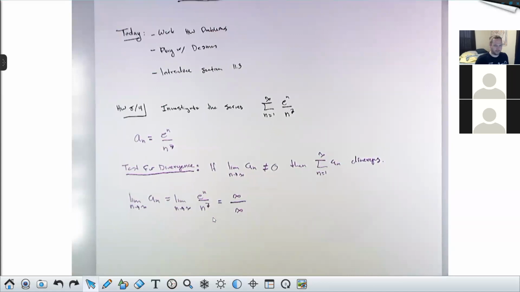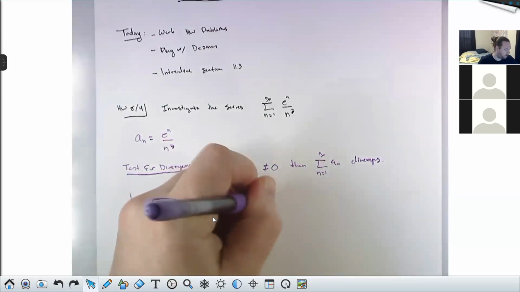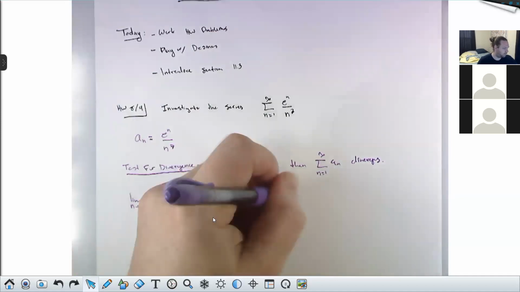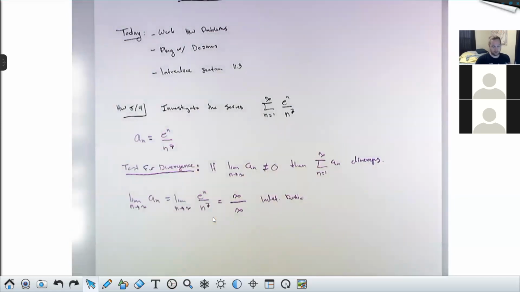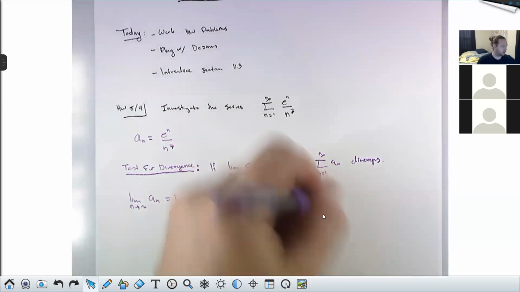So remember, infinity over infinity, because infinity is not a number, the rules for numbers don't apply. You cannot cancel that. This is what's called an indeterminate ratio, which is the nice kind of indeterminate form. There are indeterminate products, indeterminate differences, indeterminate powers. All of those are harder to handle than indeterminate ratios. The way we handle all of those is by turning them into indeterminate ratios so we can use L'Hopital's rule. So because it's an indeterminate ratio, we can use L'Hopital's rule.